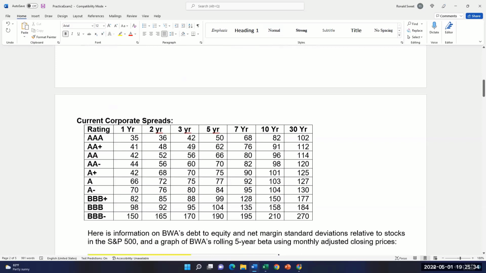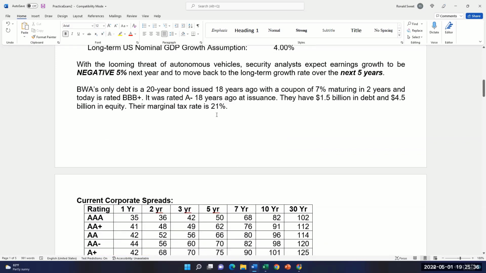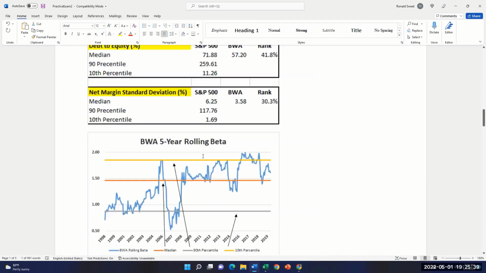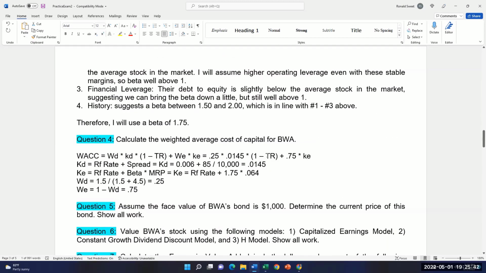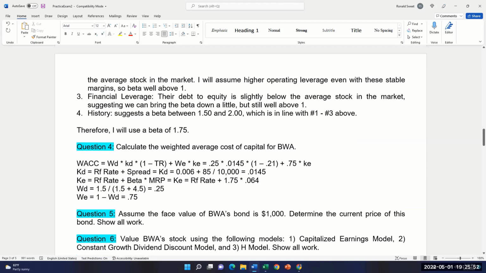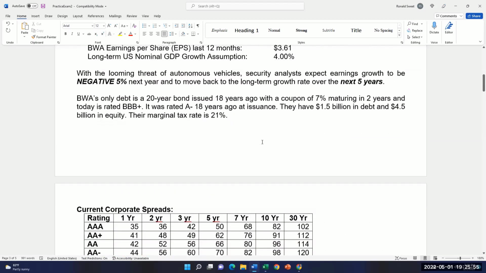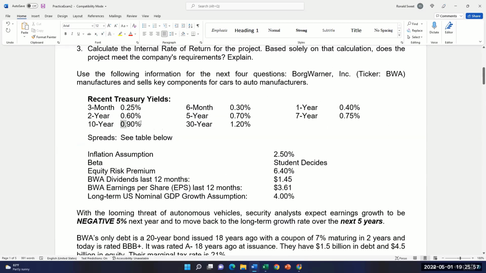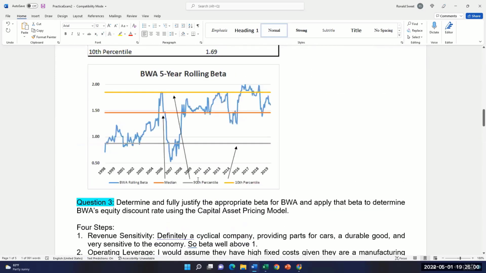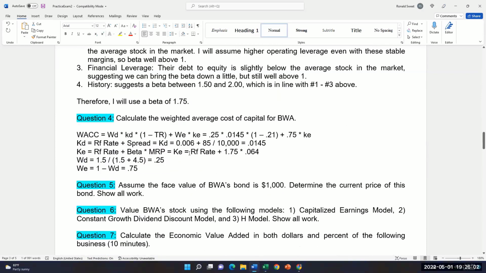What else do we have here? The marginal tax rate is 21%. So 1 minus 0.21. So we've got everything but the KE. Let's get the KE. The risk-free rate is always for stocks, so we're going to use the 10-year treasury. The 10-year treasury is 0.9%. That's why my market risk premium is so high. So that gives me a KE.